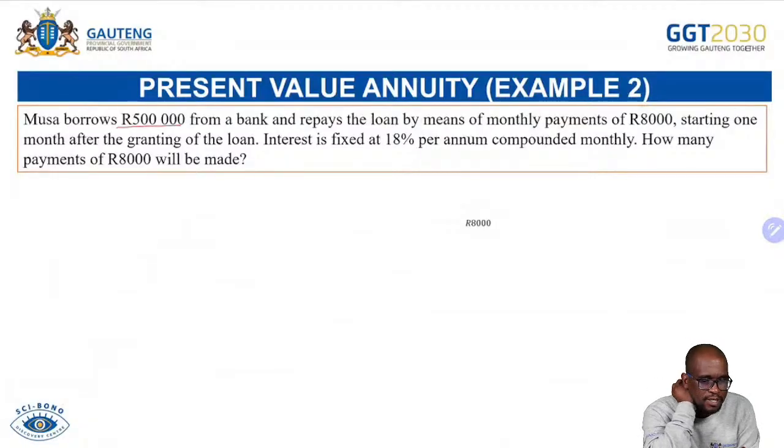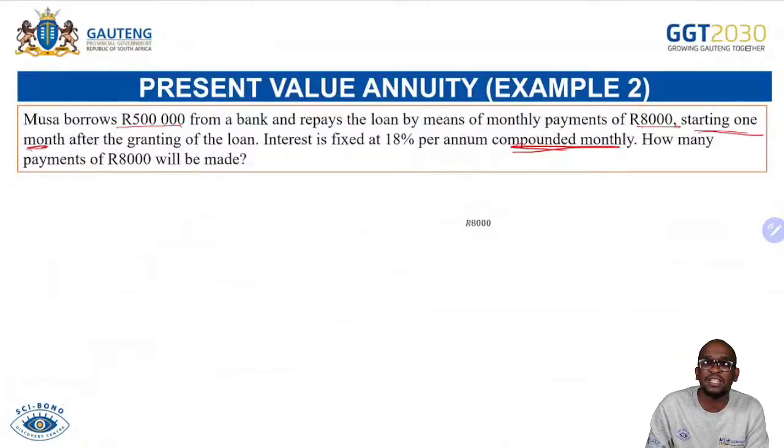Musa borrows 500,000 from a bank and repays the loan by equal monthly payments of 8,000 starting 1 month after granting of the loan. We are given a 1 month gap, and this is compounded monthly, so we are covered for the gap. All right, so how many payments of 8,000 will be made? All right, let's check.